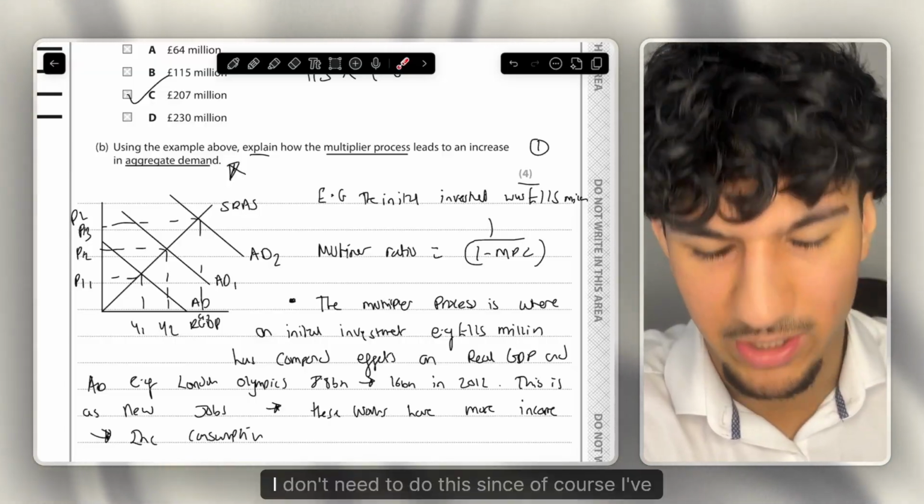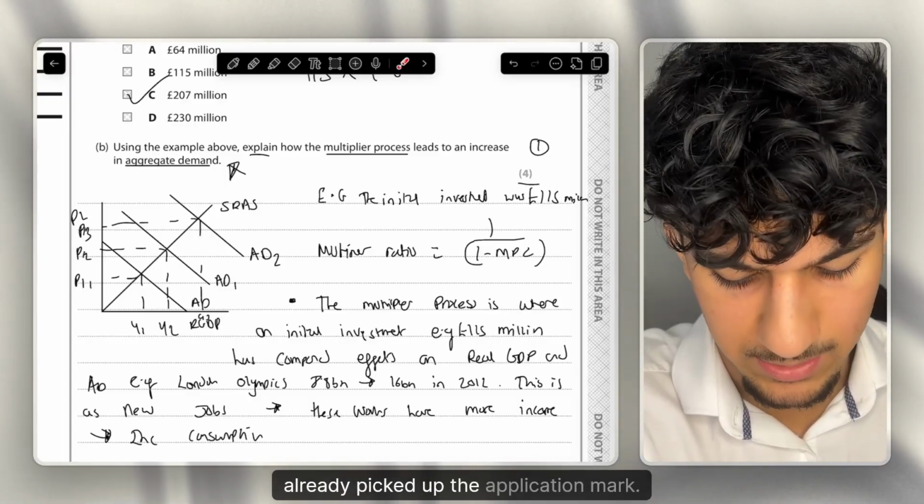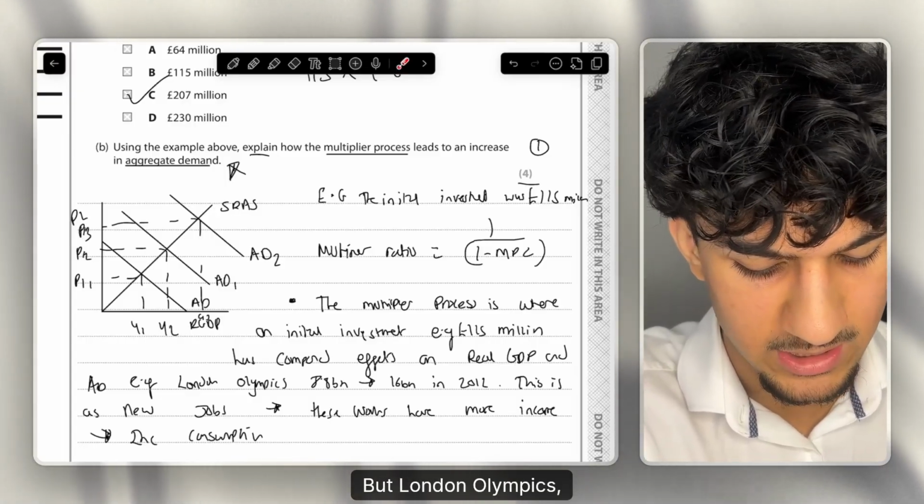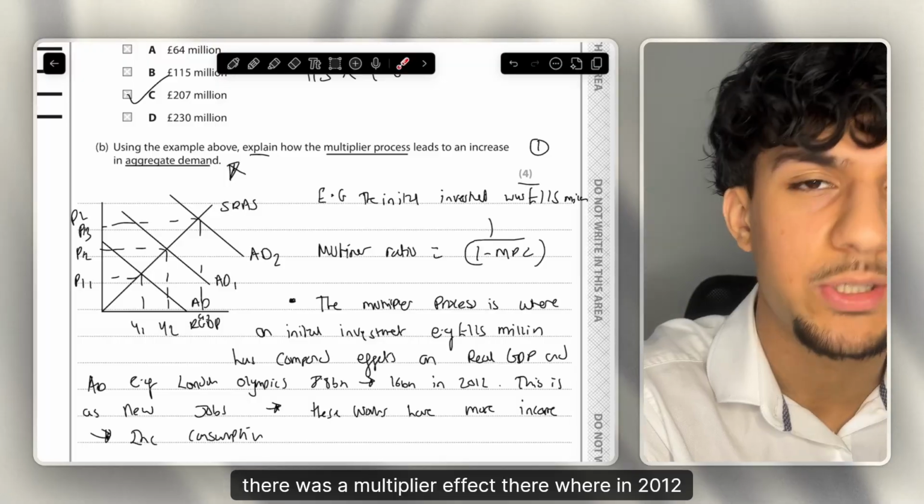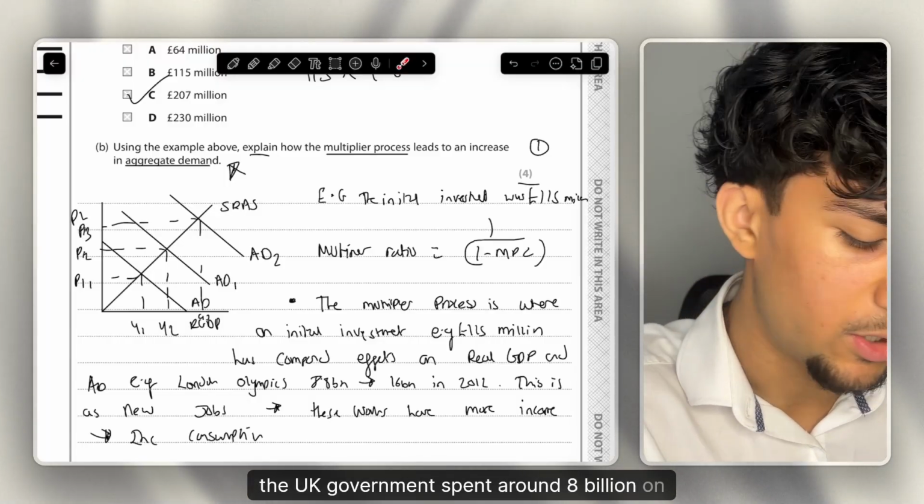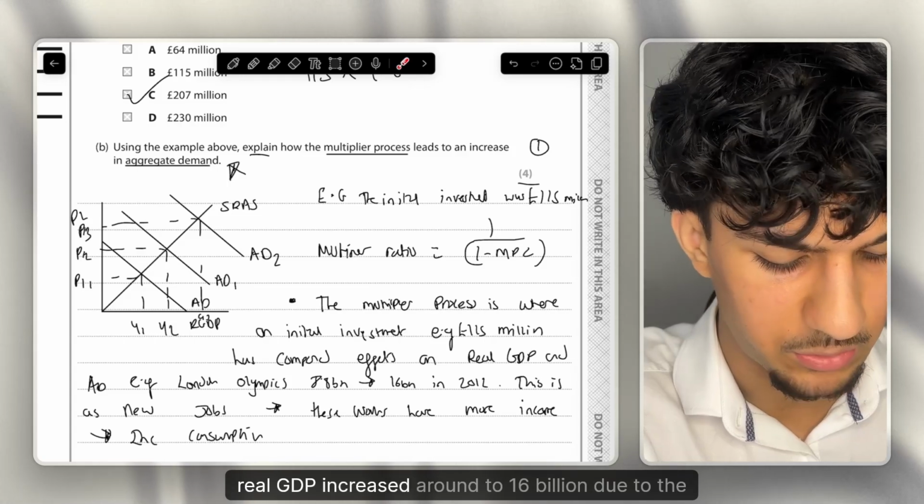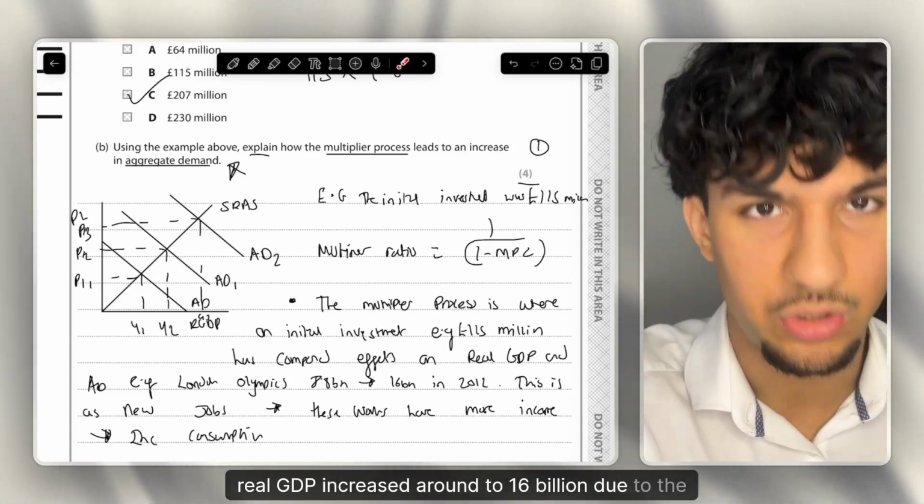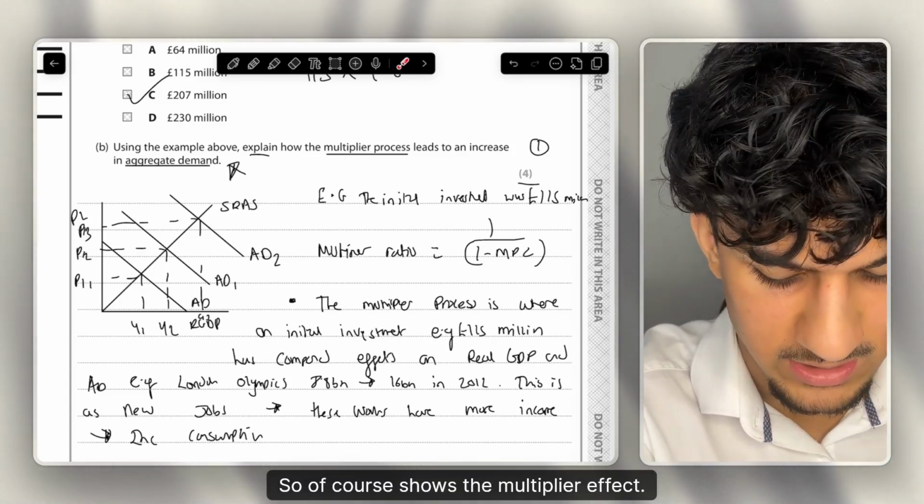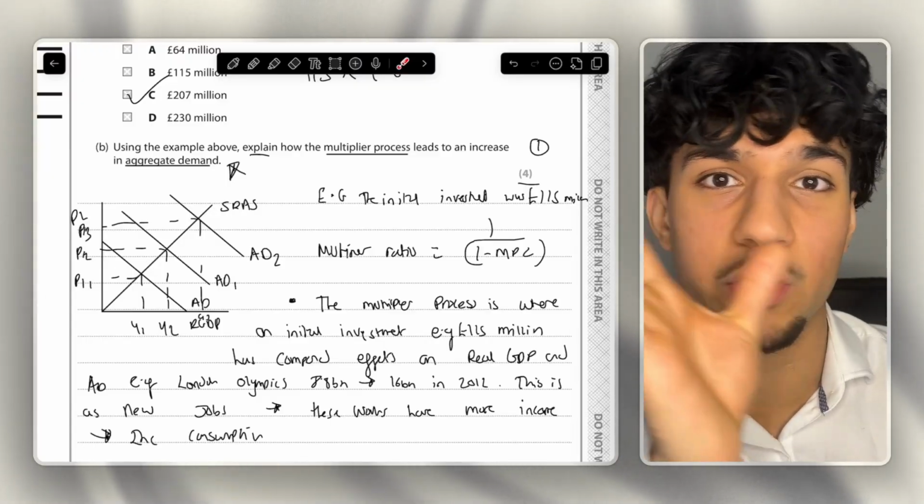Given another example, I don't need to do this since, of course, I've already picked up the application mark, but London Olympics, there was a multiplier effect there where in 2012, the UK government spent around 8 billion on stadiums, on other things, on the Olympics, and real GDP increased to around 16 billion due to the Olympics. So, of course, that shows the multiplier effect. Why does this happen? Again, you don't even need this for the marks.